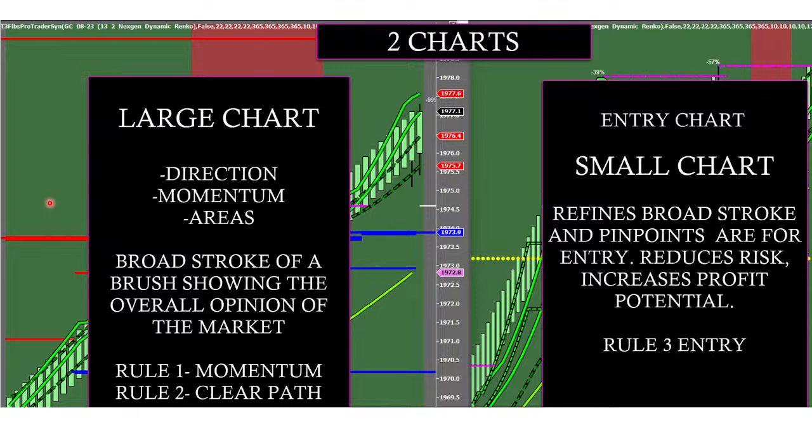This is a trade that'll have you understanding the direction of the market, and this is a trade that will have you knowing whether or not momentum is in your favor, or maybe it's against you, or maybe it's just non-existent. This is a trade that's going to have you recognizing areas that may stop the market, that may create bounces. And all of this happens, really 99% of this happens on a large chart. We use two charts, that's it, simplicity. The large chart is a broad stroke of a brush, and on the most current bar on the large chart, you will be able to define direction, momentum in the areas that are either helping or being problematic. And it really shows the overall opinion of the market.